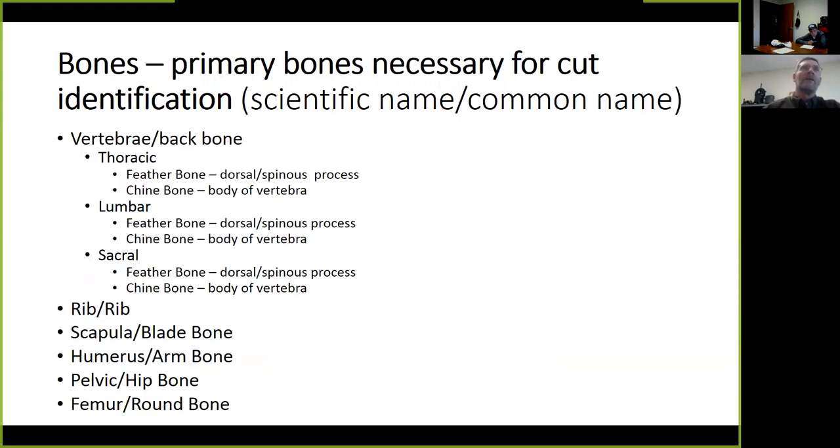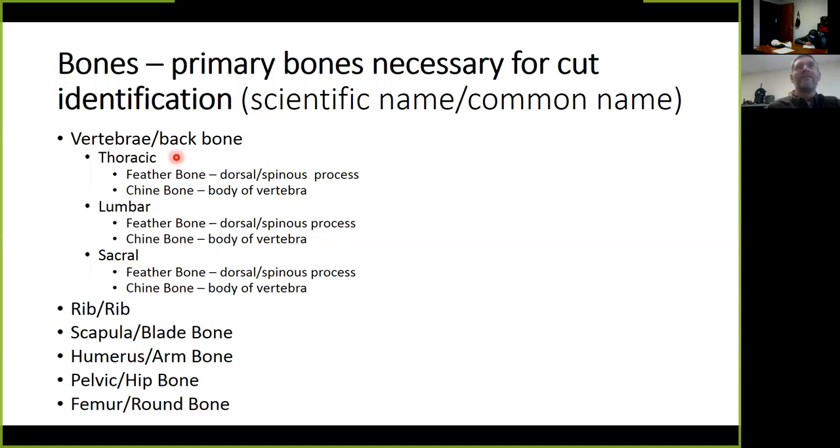Okay, so the primary bones that we need to learn are the vertebrae, the rib, the scapula, the humerus, the pelvic, and the femur. And it's not very many. There's a lot more bones than this in the carcass, but these are the ones that we need to learn to identify meat cuts. So I would write these down. Vertebrae.